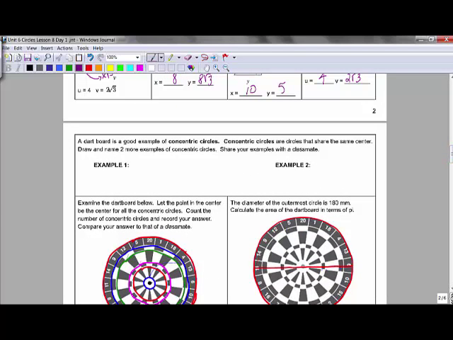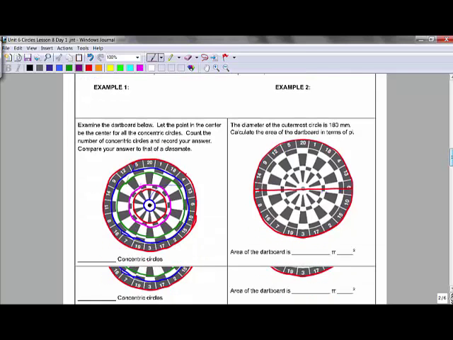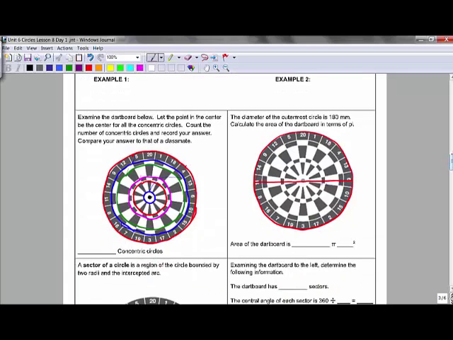A dartboard is a good example of concentric circles. Concentric circles are circles that share the same center. Draw and name 2 examples of concentric circles and share those examples with a classmate. So just kind of think about things that you see that are circular, one circle nested inside the other, but that they share a common center.